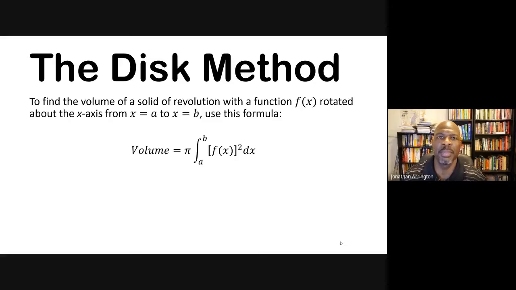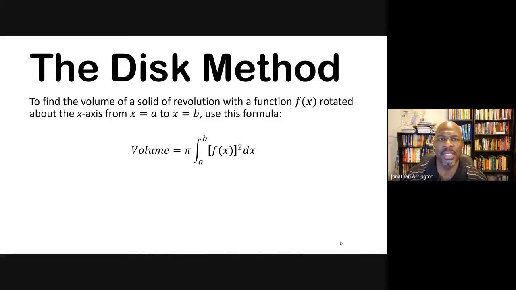And this is the DISC method part 2. In the DISC method part 1, we found the volume of solids of revolution, which were revolved about the x-axis. And the formula here gives how we did it. It's a very basic formula. The volume is simply pi times the integral from a to b of the function squared, the function f of x, which is being revolved about the x-axis.